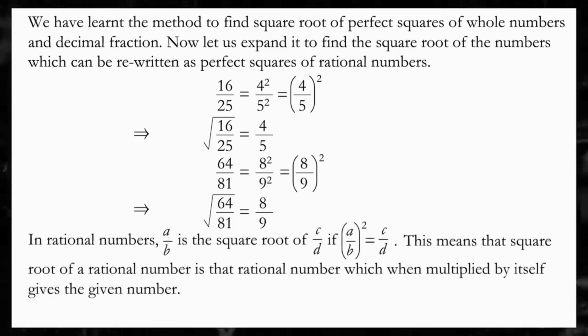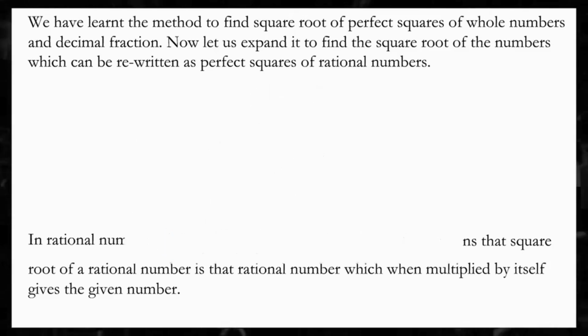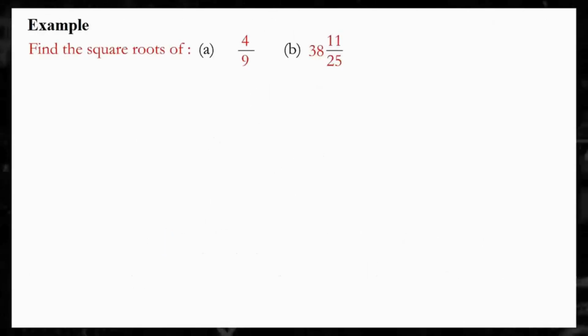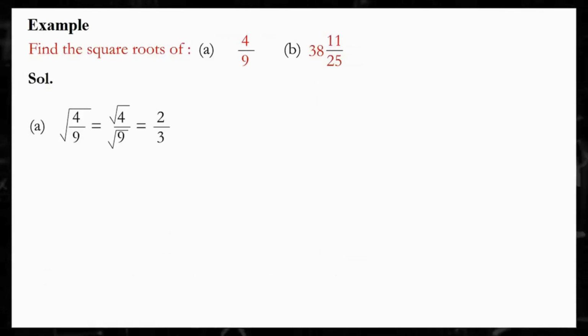In rational numbers, a by b is the square root of c by d if a by b whole square is equal to c by d. This means that the square root of a rational number is that rational number which, when multiplied by itself, gives the given number. Example. Find the square roots of A. 4 by 9, B. 3811 upon 25. Solution. A. Square root of 4 by 9 is equal to square root 4 by square root 9, which is equal to 2 by 3.